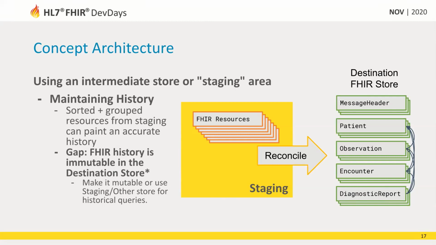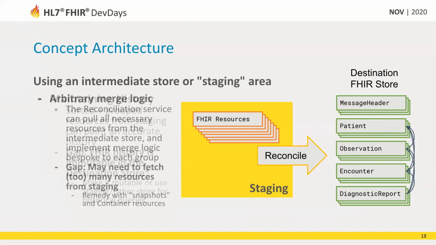So if you can run your historical queries against that staging area, then that at least gives you some place where you can run the historical queries. But that still needs a little bit of discussion about what we can do there. And the arbitrary merge logic, like I said, is in that reconciliation service, and you can do whatever you need. You get all the resources you want.